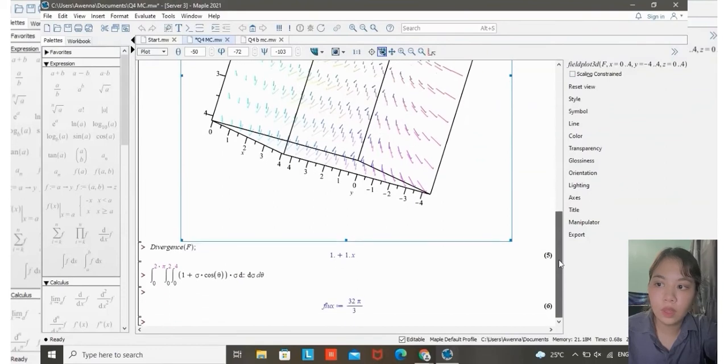Okay, so the next step is to find the divergence, where we simply use the command divergence in brackets of f, which means f is our variable that we have set earlier, and we shall get 1 plus 1x as our answer for divergence. And finally, for the solution for the Gauss theorem, we use the triple integral, where the limits are set to 2 pi, 2 and 4. That's all for question 4b.